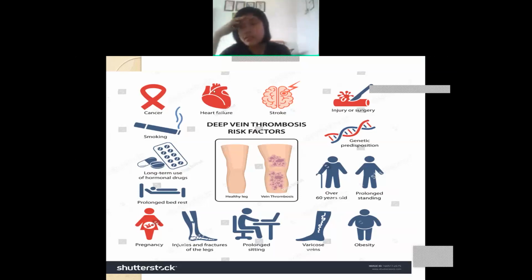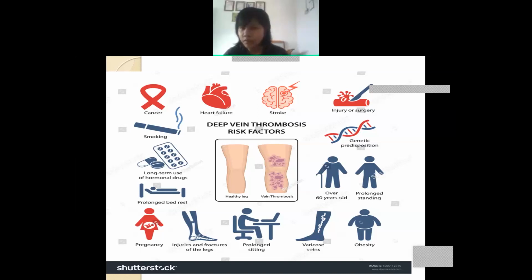Now let us discuss the causes and risk factors. Means what can be the cause of this deep vein thrombosis and who is at risk of having it. The first is cancer. Whoever is a cancer patient is most likely to have deep vein thrombosis. Next is smoking. If a person smokes, or consumes alcohol, tobacco, all these things, then the person will be at risk of having deep vein thrombosis.